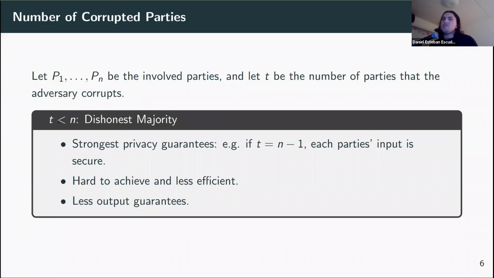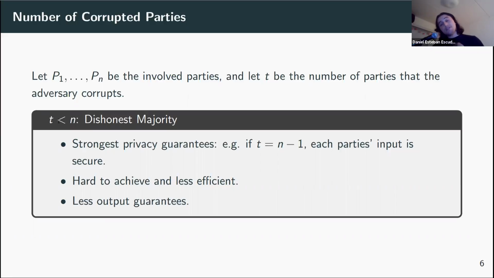So essentially zero restriction. Why? The other possibility is that T is equal to N, but that would mean the adversary is corrupting everybody. We don't really care about that case, because then the adversary knows everything. So the strongest case for the adversary is to corrupt everybody but one participant. In that case, we say that we are in the dishonest majority setting.